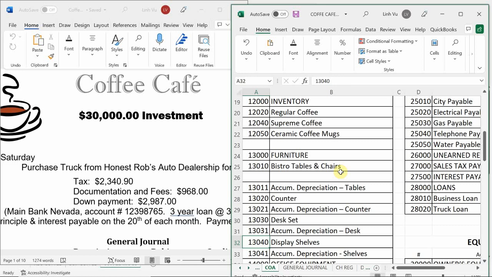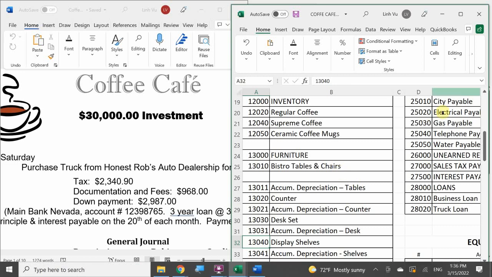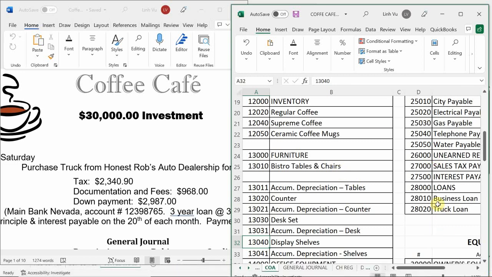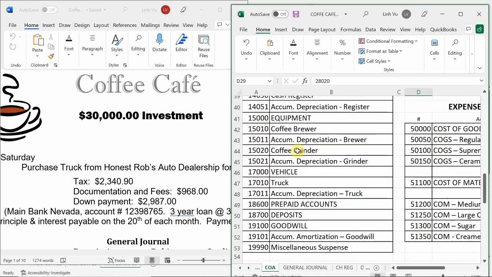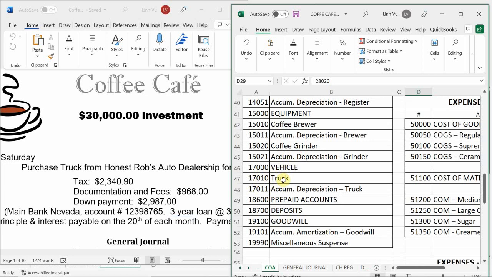Would you use that truck loan? Yes, we will use the truck loan. Truck loan is right here, account number 2820. What else did I do? We purchased a truck, which is a fixed asset, so it's going to be under vehicles. Here we are, Truck, which is 1710. And then what else do we need to put in there?